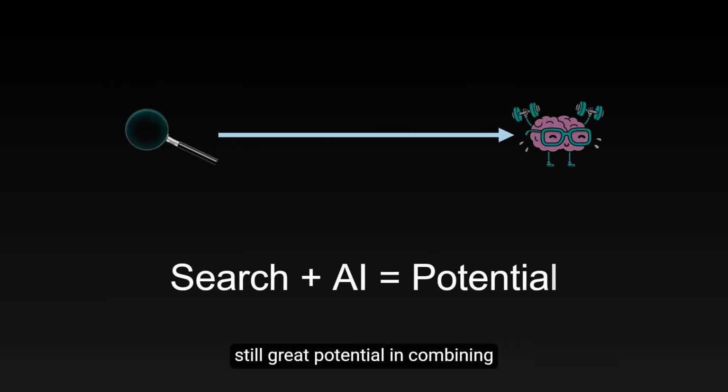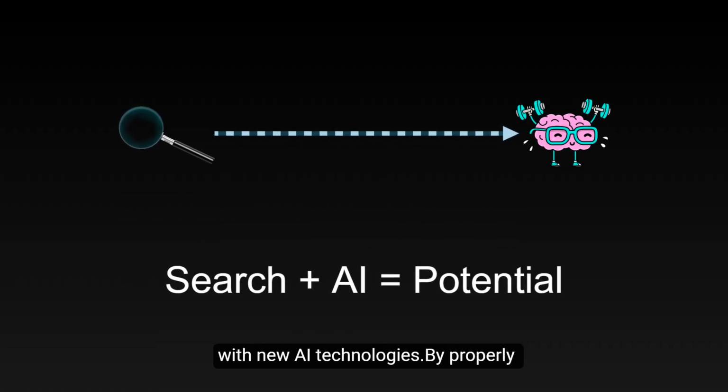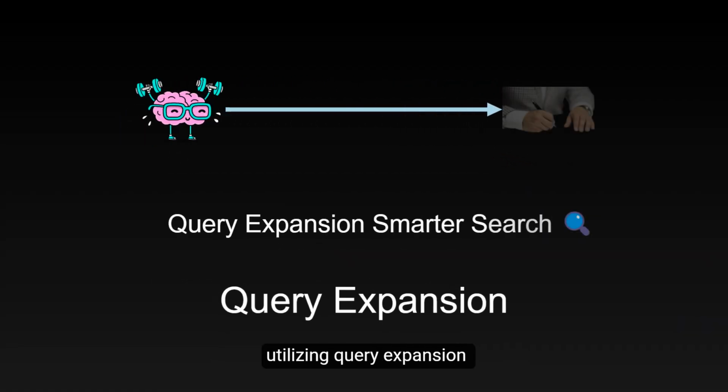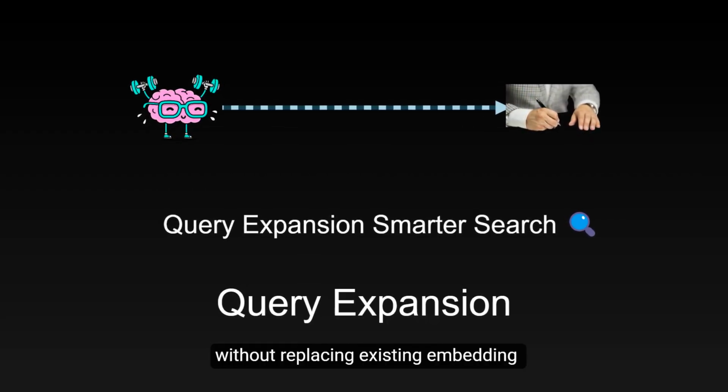Overall, this study shows that there is still great potential in combining traditional search technologies with new AI technologies. By properly utilizing query expansion, we can make search systems smarter without replacing existing embedding models.